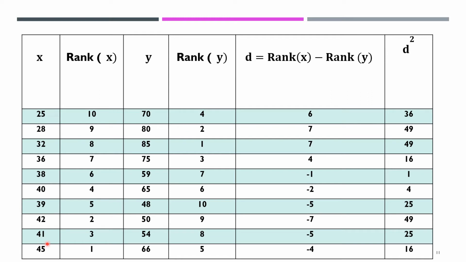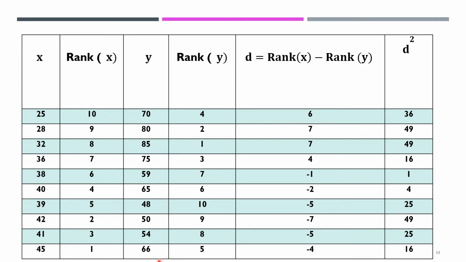So highest number is 45, which is given as the rank 1. Next highest is 42, so rank 2. After 42 we have 41, that is the next highest, that is given as the rank 3. 40 is 4. Then we have 39 is 5, 38 is 6, 36 is 7, 32 is 8, 28 is 9 and 25 is 10. None of the values are repeated over here, so we get the ranks from 1 to 10 as there are 10 values given in the X column. So n value will be equal to 10.